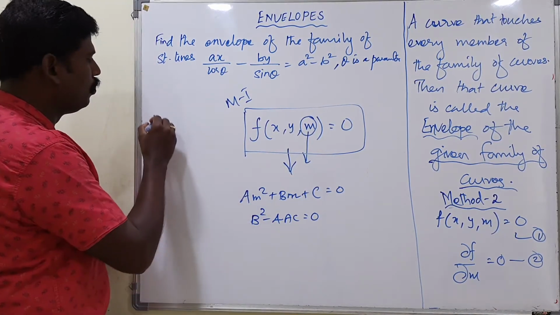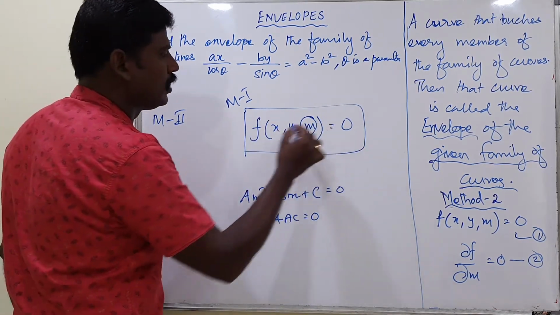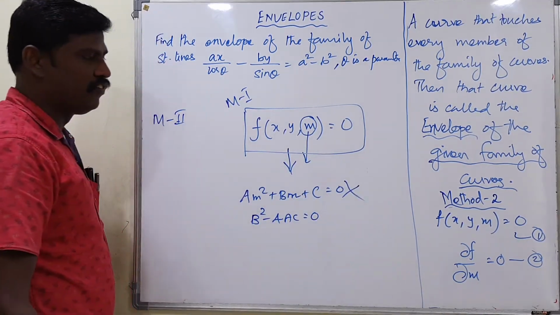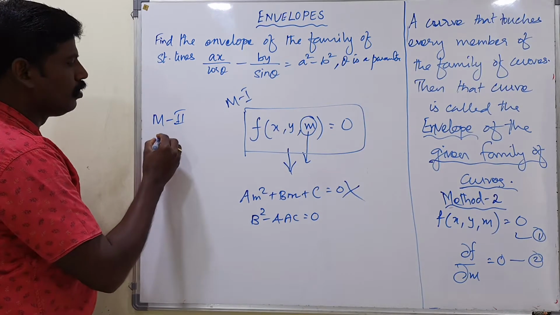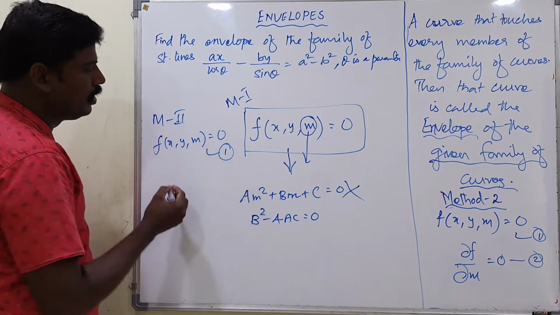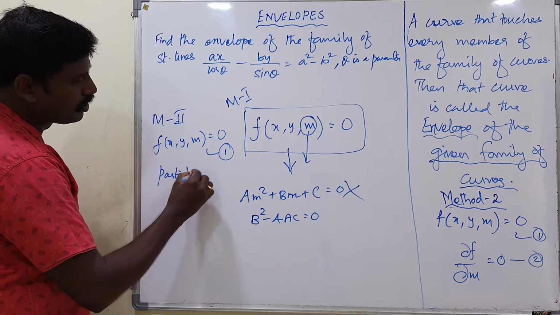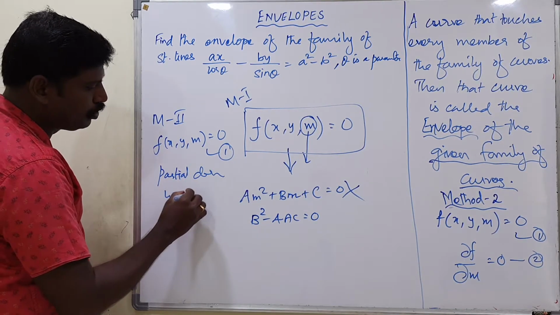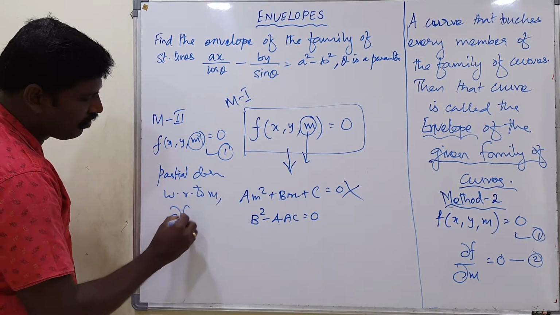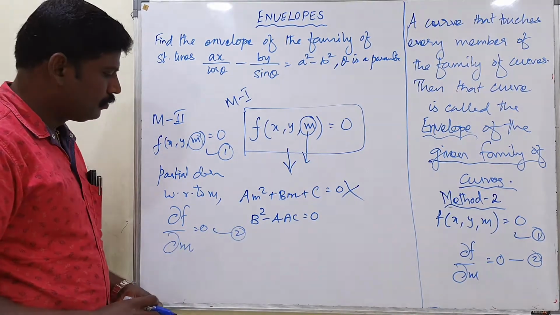Now method 2. What is method 2? Suppose this family of curves, f of x comma y comma m equal to 0, cannot be written in the form of a quadratic form. Then what we will do, right? So we call the given equation in a single parameter as equation number 1. Take the partial derivatives, that is important. Partial derivatives with respect to the given parameter. Here the parameter is m. So with respect to m, you can get dou f by dou m equal to 0, called as equation number 2, right?